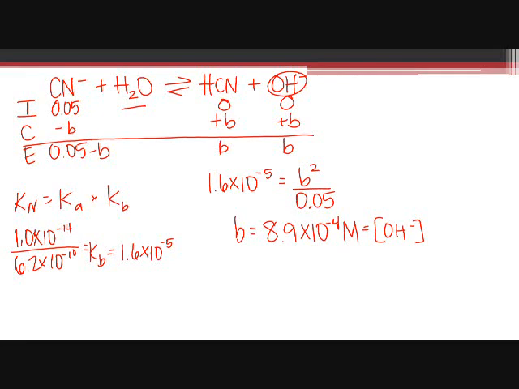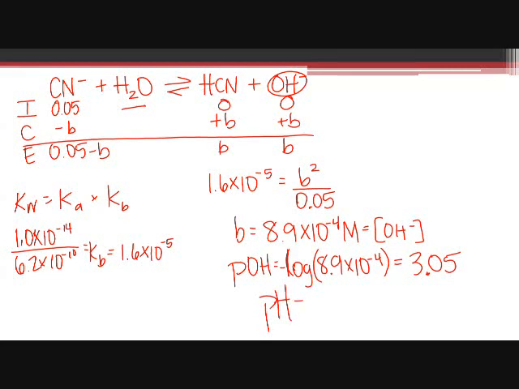So if we just take negative log of this number, we're not going to get pH. We're going to get pOH, but I like to do that. So it's easier for me if I do that. So we'll take the negative log of the 8.9 times 10 to the negative 4. And that gives us, the pOH I calculated was 3.05. Okay, and then pH, because that's what the problem originally asked for, we just take 14 minus the 3.05, and that is 10.95.